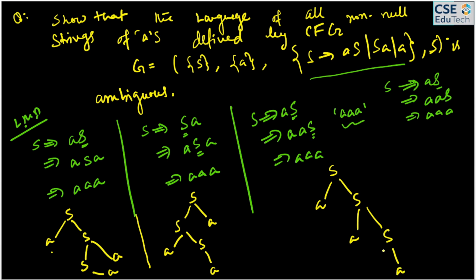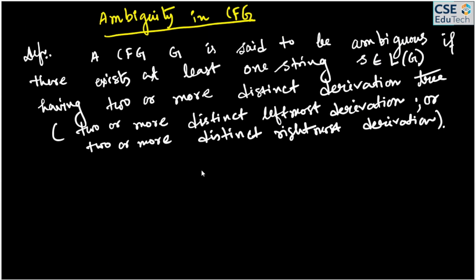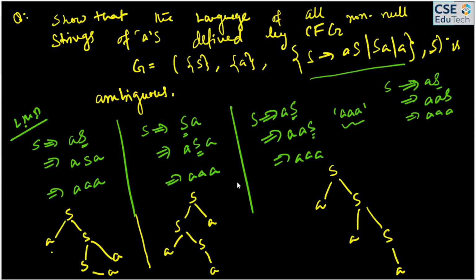Hence, as we have clearly mentioned in the definition, if we find for a particular string at least two or more distinct leftmost derivations or two or more distinct rightmost derivations, then the grammar is ambiguous. So here we have obtained three distinct leftmost derivations. So obviously the grammar G is ambiguous.